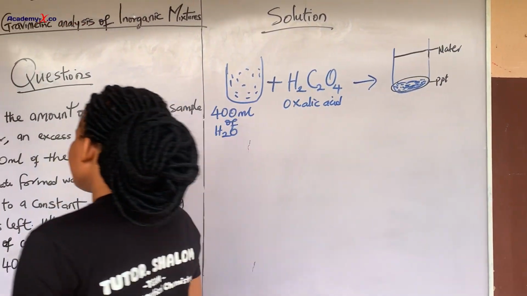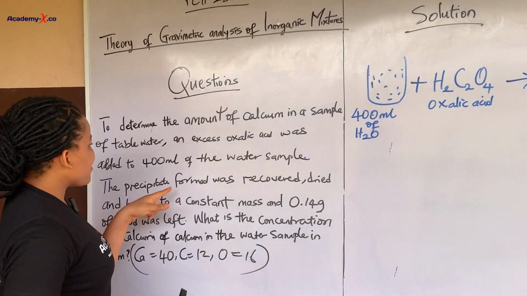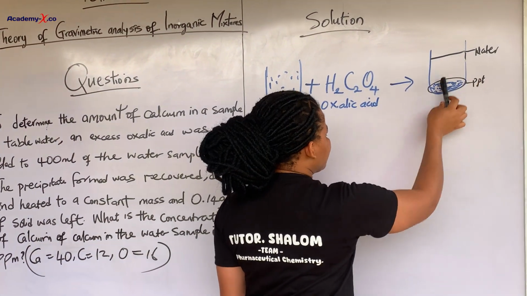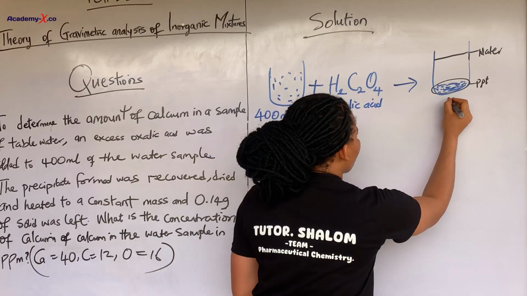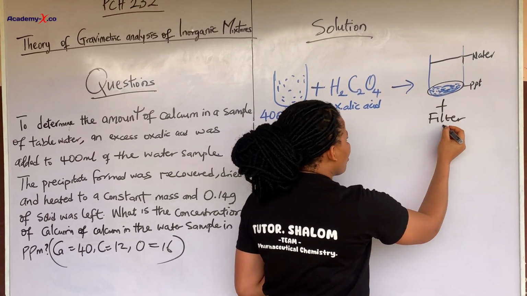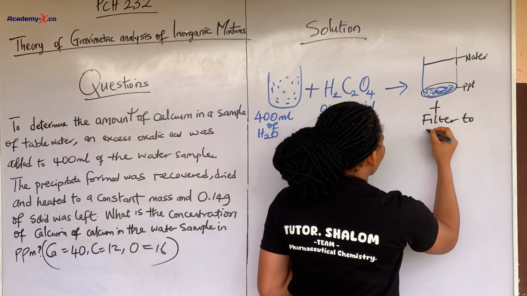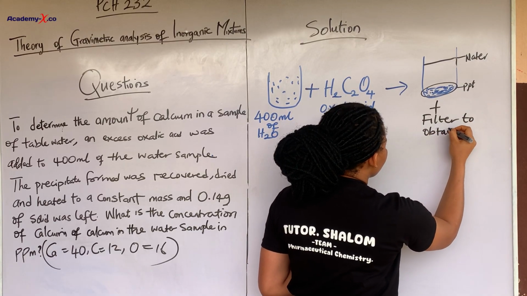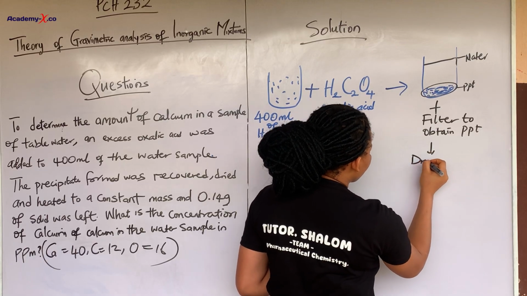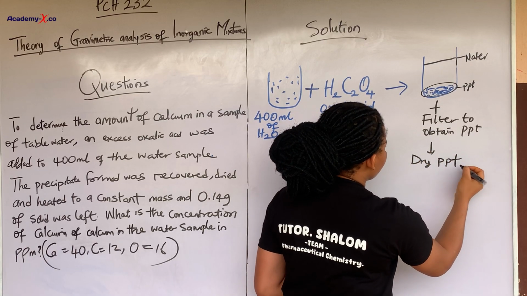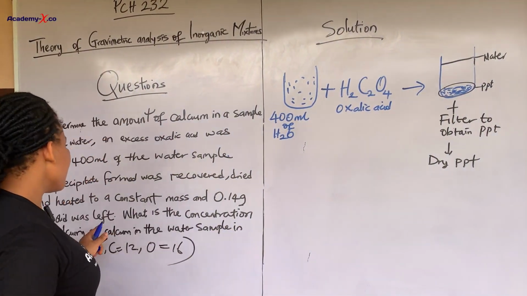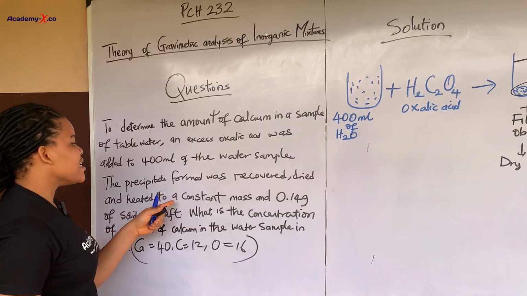Now the next thing they said, the precipitate formed was recovered and dried. That means they dried this. So now they had to filter to obtain the PPT. Now you dry the PPT. Now when it was dried, it was now heated. They said dried and heated.